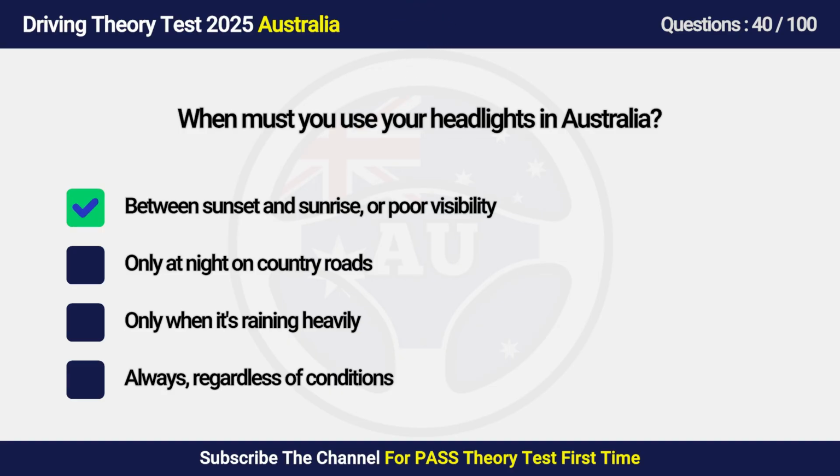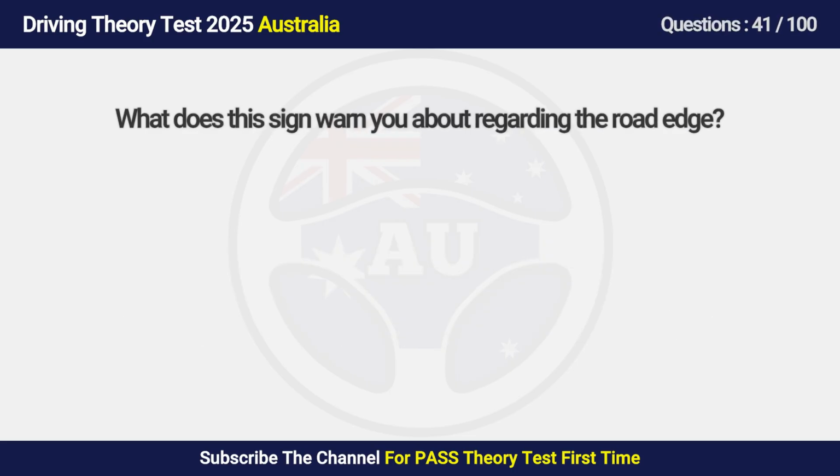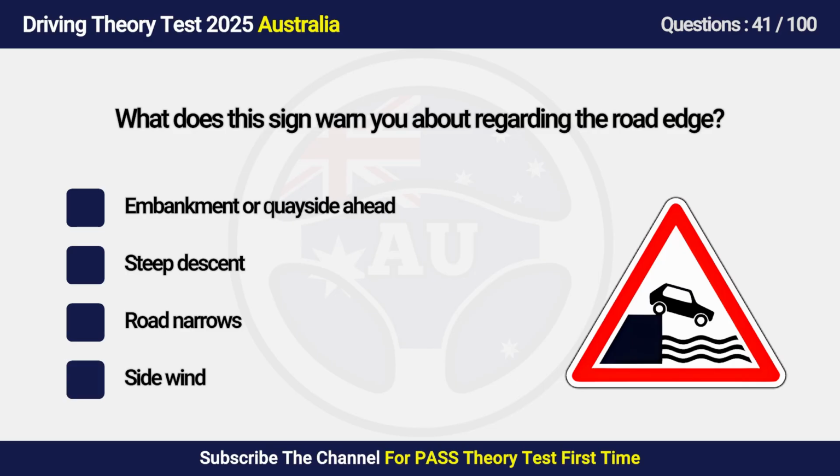Answer is A. Between sunset and sunrise or poor visibility. You must use your headlights low beam from sunset to sunrise, and at any other time when there is insufficient daylight or visibility is poor, e.g. fog, heavy rain, to see clearly. Question 41. What does this sign warn you about regarding the road edge?